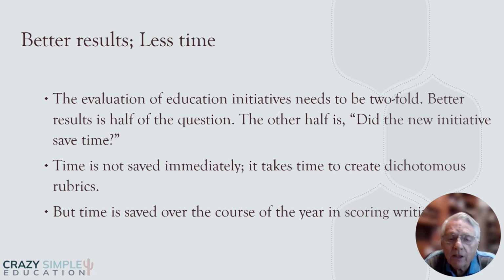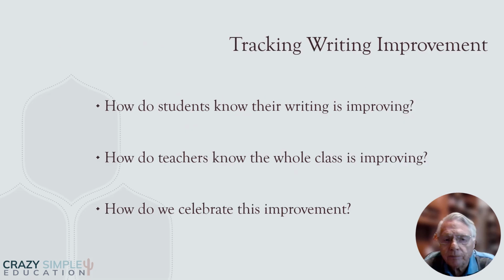By the way, time is not saved immediately. It does take time to create dichotomous rubrics. Share them with each other. Learn from each other. Ask the kids if it makes sense. You can adjust them because you're in charge of it. But time is saved over the course of the school year when you assess one trait at a time and use the dichotomous rubrics.